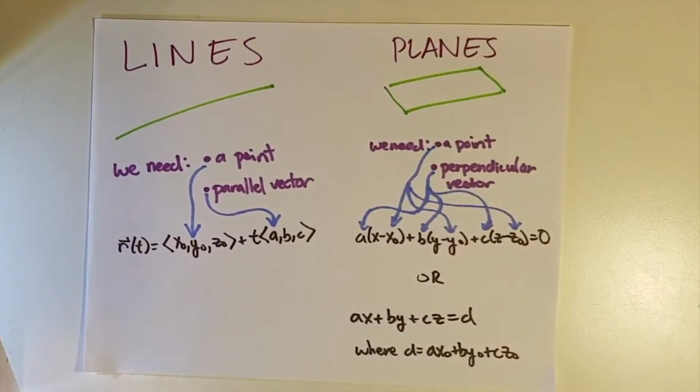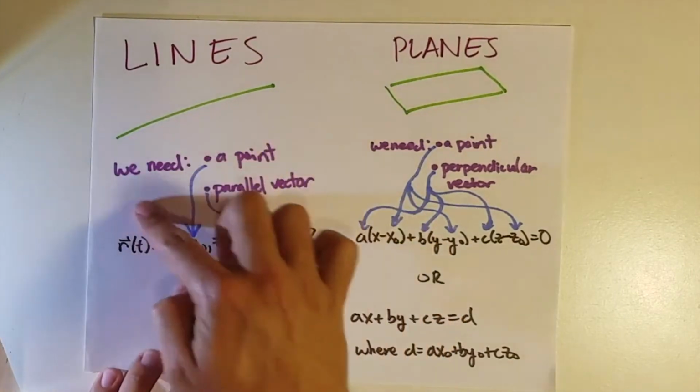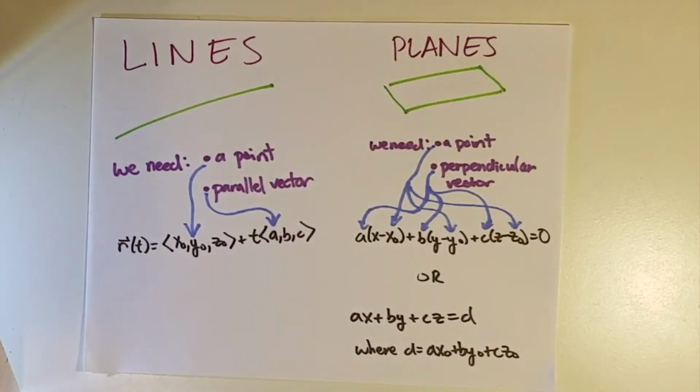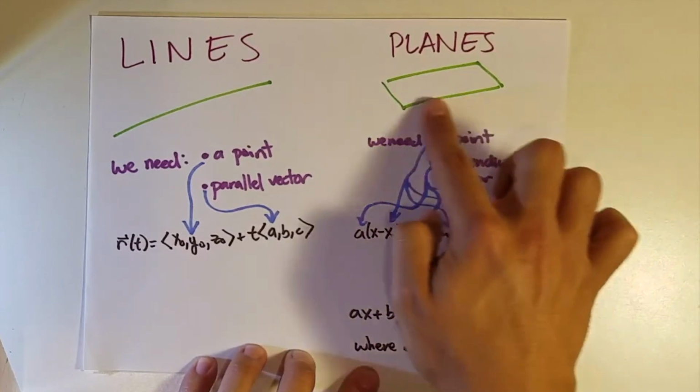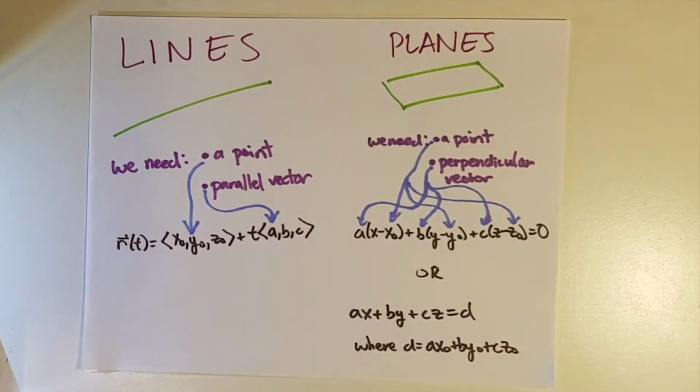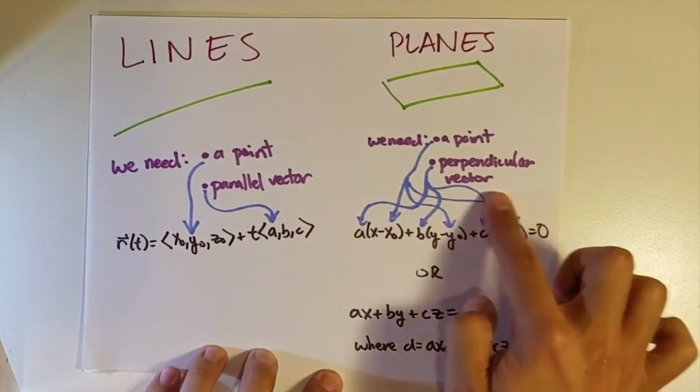Now for a review. To find the equation of a line, we need a point and a parallel vector. We use our two puzzle pieces to plug them into this equation. And to find the equation of a plane, we need a point and a perpendicular vector. And with these two pieces, we will plug them into this equation.